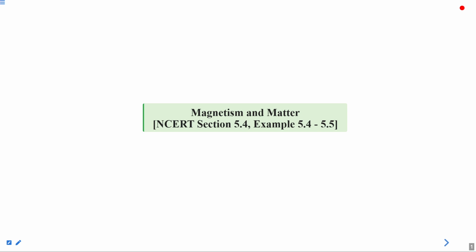So our today's topic is magnetism and matter, NCERT section 5.4 and example 5.4 and 5.5.